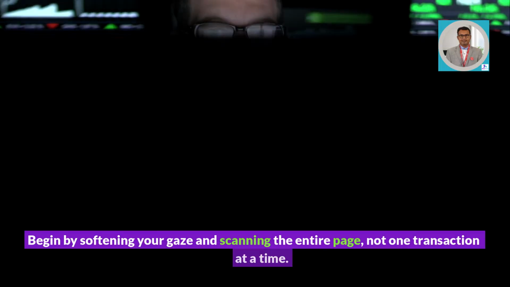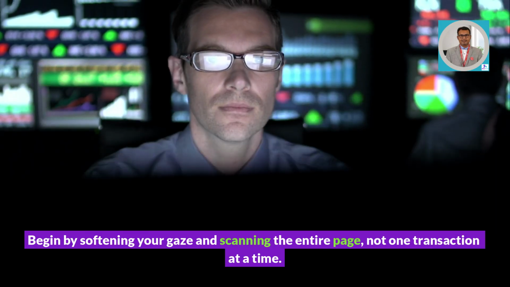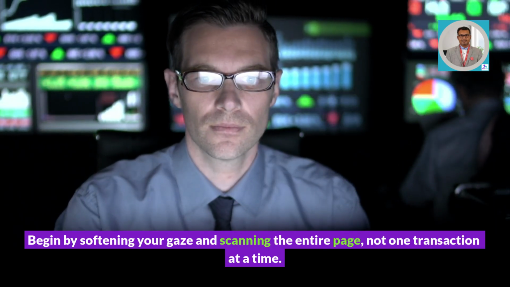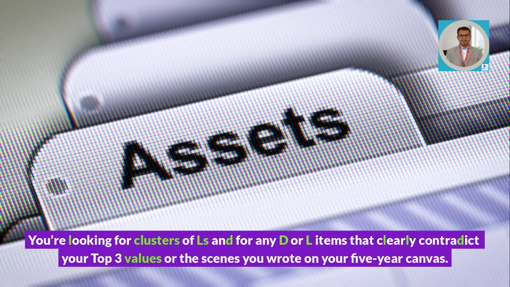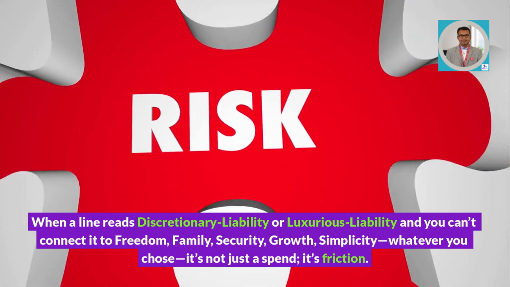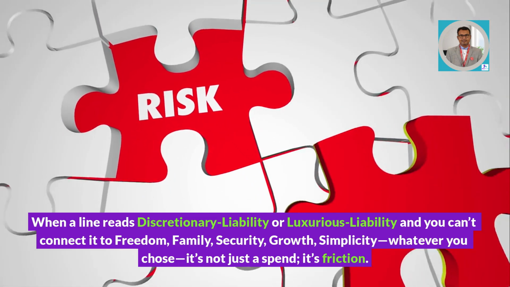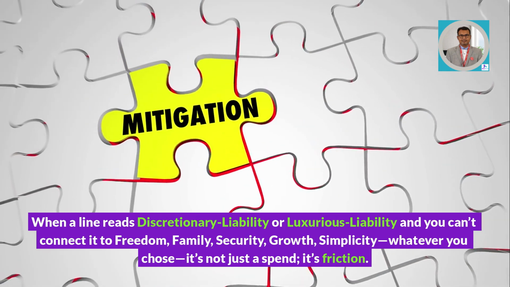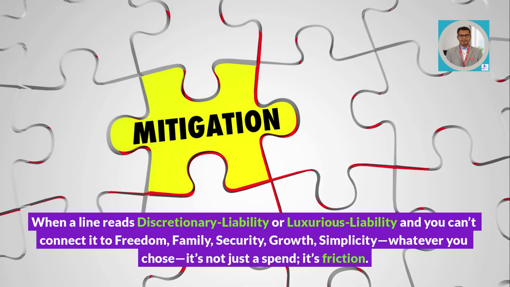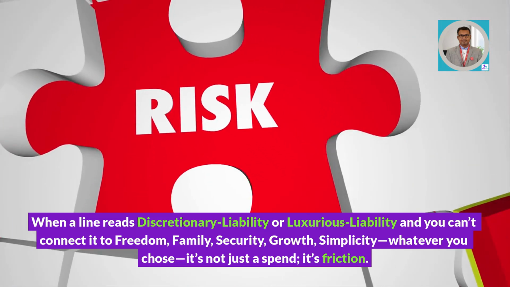Begin by softening your gaze and scanning the entire page, not one transaction at a time. You are looking for clusters of L's and for any D or L items that clearly contradict your top 3 values or the scenes you wrote on your 5-year canvas. When a line reads discretionary liability or luxurious liability and you can't connect it to freedom, family, security, growth, simplicity, whatever you chose, it's not just a spend, it's friction.